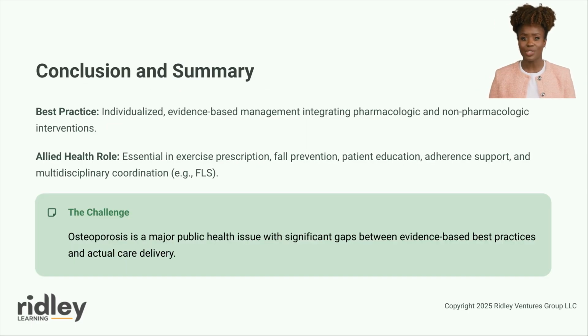These 3 cases illustrate the individualized, evidence-based approach that characterizes effective osteoporosis management across diverse patient populations. Each demonstrates the essential role of rehabilitation and allied health professionals in exercise prescription, fall prevention, patient education, adherence support, and multidisciplinary care coordination. The integration of pharmacologic and non-pharmacologic interventions, attention to special population considerations, and systematic approach to secondary fracture prevention through fracture liaison services represents contemporary best practice in reducing the substantial burden of osteoporotic fractures.